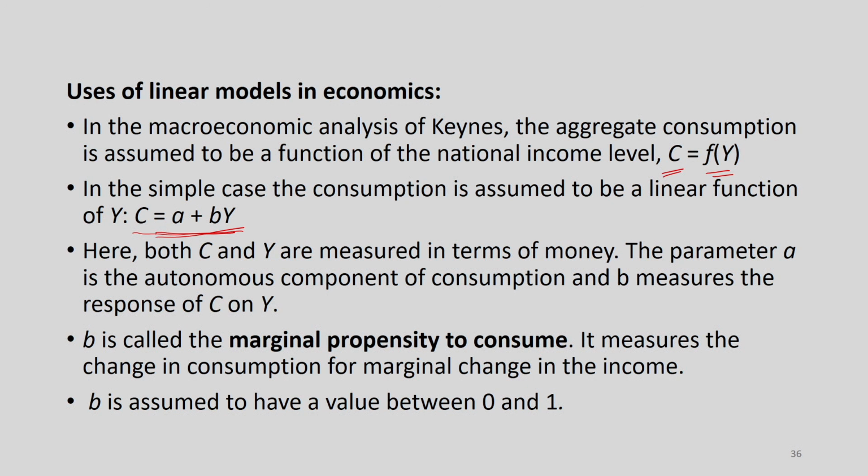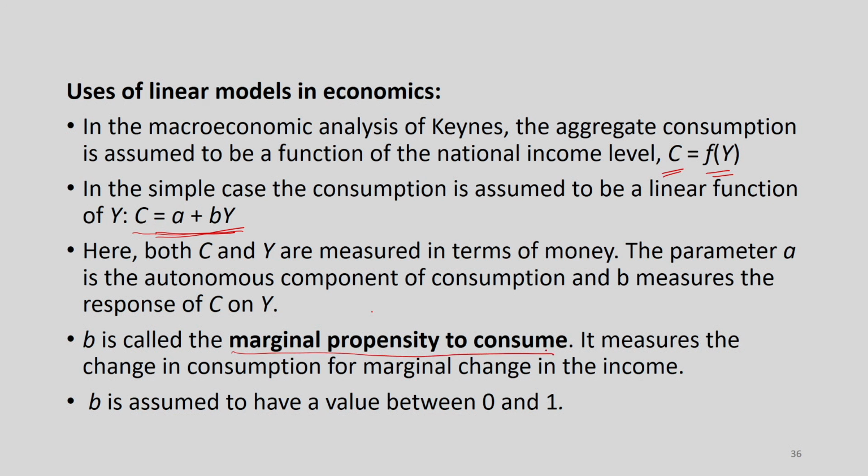So, A is what is called the Y intercept, and B is the slope, and if it is non-zero, then as Y changes, capital C will keep on changing. So, therefore, we see that B measures the response of C on Y. Y is changing, therefore, capital C will be affected. B is measuring that response of C on Y. B is called the marginal propensity to consume. It has a particular name, it is called the marginal propensity to consume.